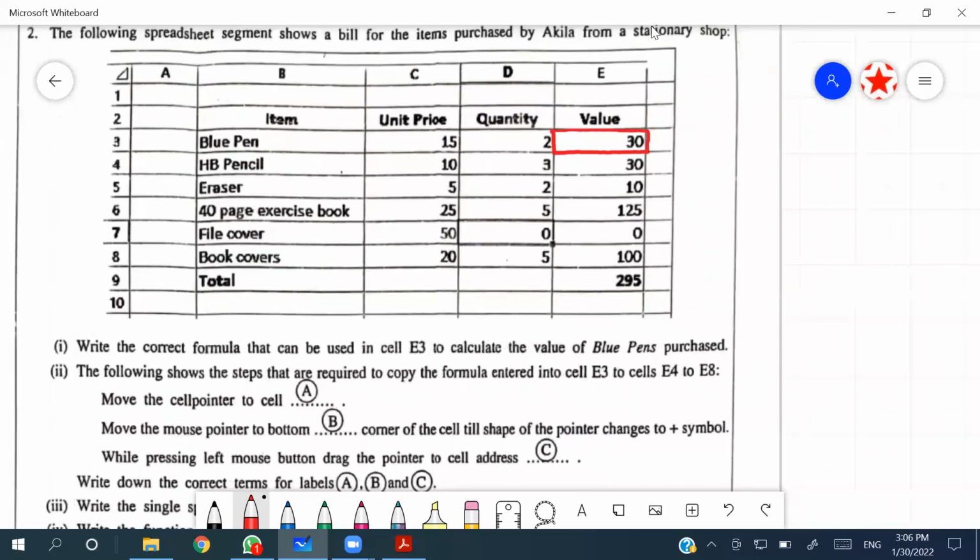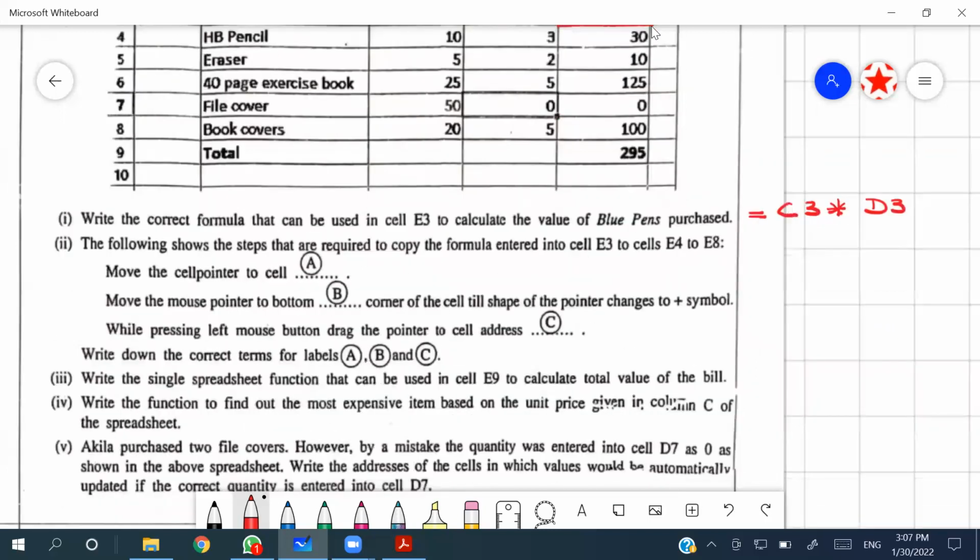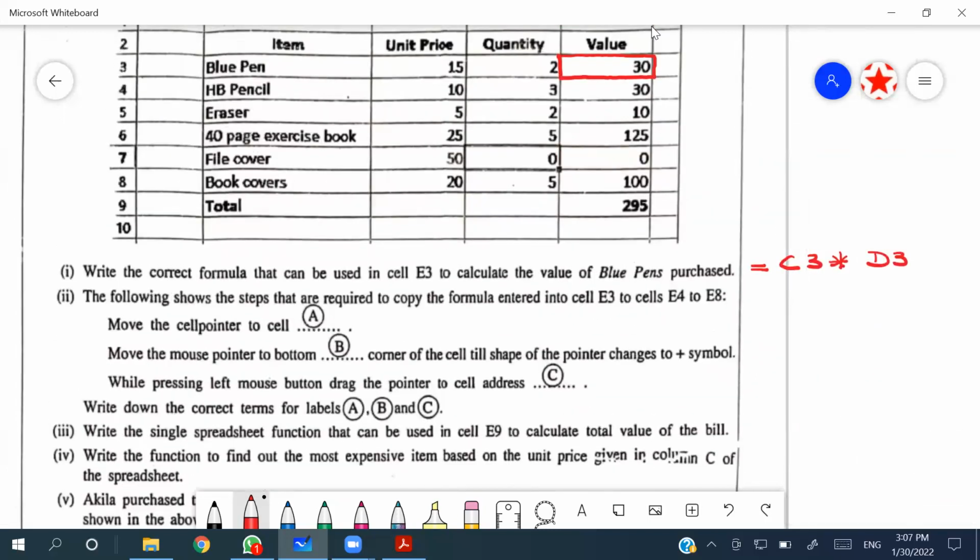So you can write it equals C3 star D3, right? That is going to be your answer for the first one, right? So the question got 5 parts, so 2 marks for this.